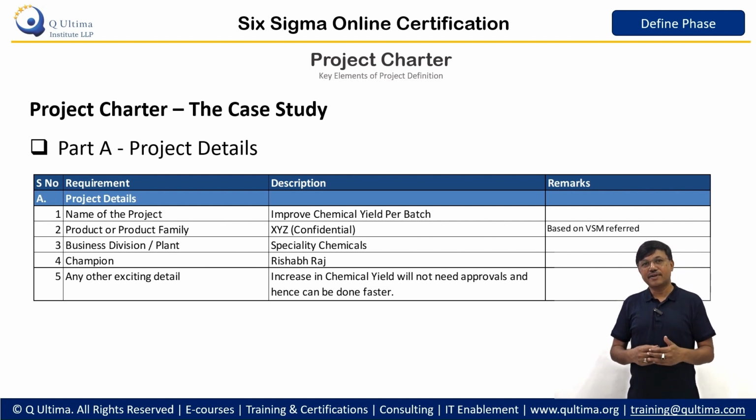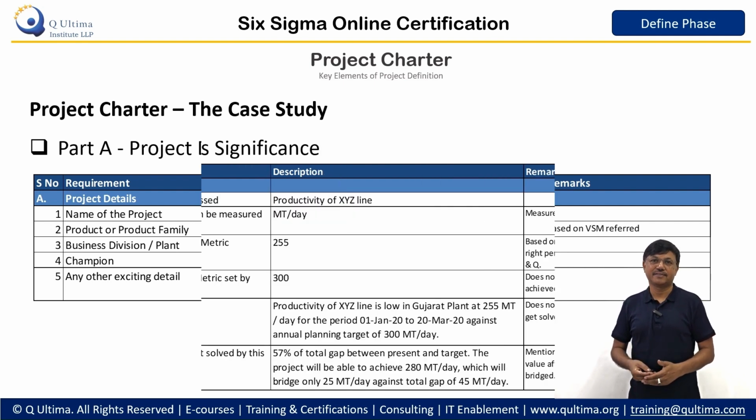The team should also try to find out exciting details which can excite people about this project. For example, this team identified that no additional approvals will be needed because they are trying to optimize the process within the specification limits and may achieve higher productivity.